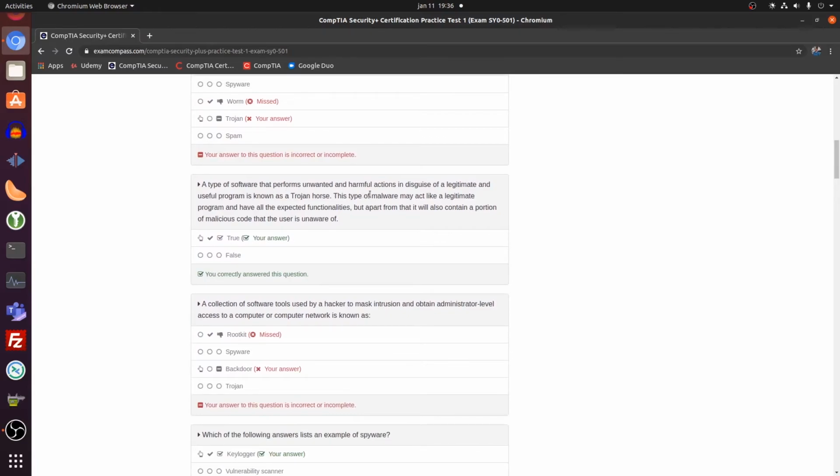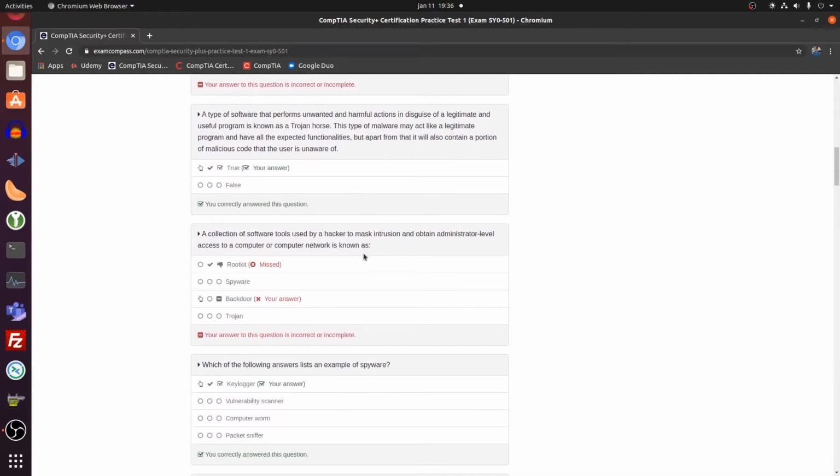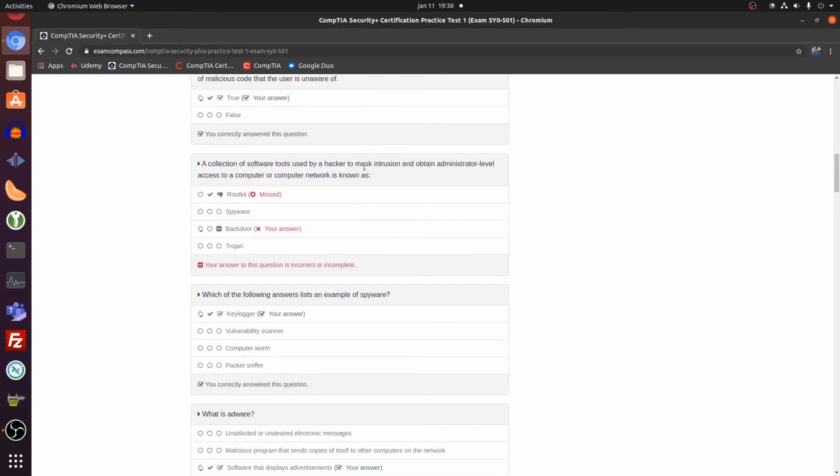Type of software. Okay, that's great. That's good. Collection. A rootkit. Okay. Mask intrusion. Administrator level. Yeah. Okay, this gave it away. Administrator level. Rootkit. Okay.